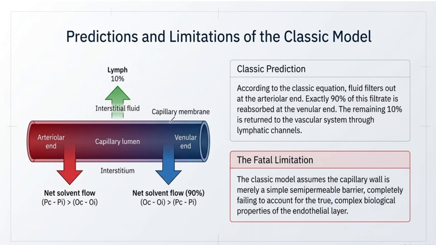So based on this model, the prediction was that at the arterial end, hydrostatic pressure dominates and filtration occurs. At the venous end, oncotic pressure dominates and reabsorption occurs. About 90% of the fluid returns to the capillaries and 10% via lymphatics.